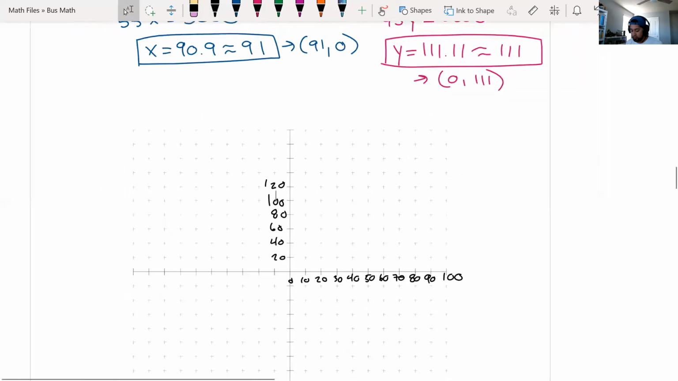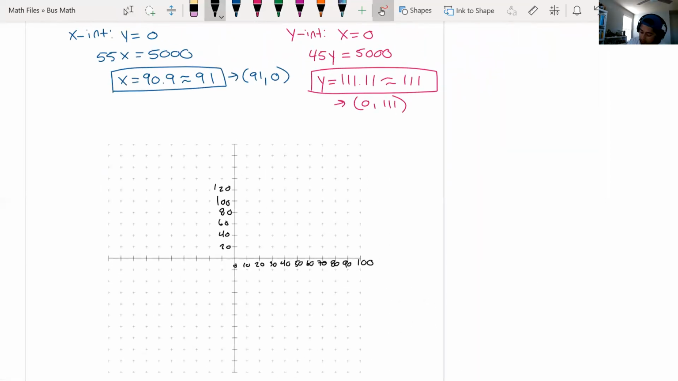So we make our intervals appropriate, and now we're ready to graph. I'll plot my X-intercept and Y-intercept. X-intercept's at 91, so that's going right there. Y-intercept is 0 and 111. So I'm just going to put that right between 100 and 120. Right there. And our line is solid, so we'll just connect as straight as we can be. All right, I'm going to try this one more time.